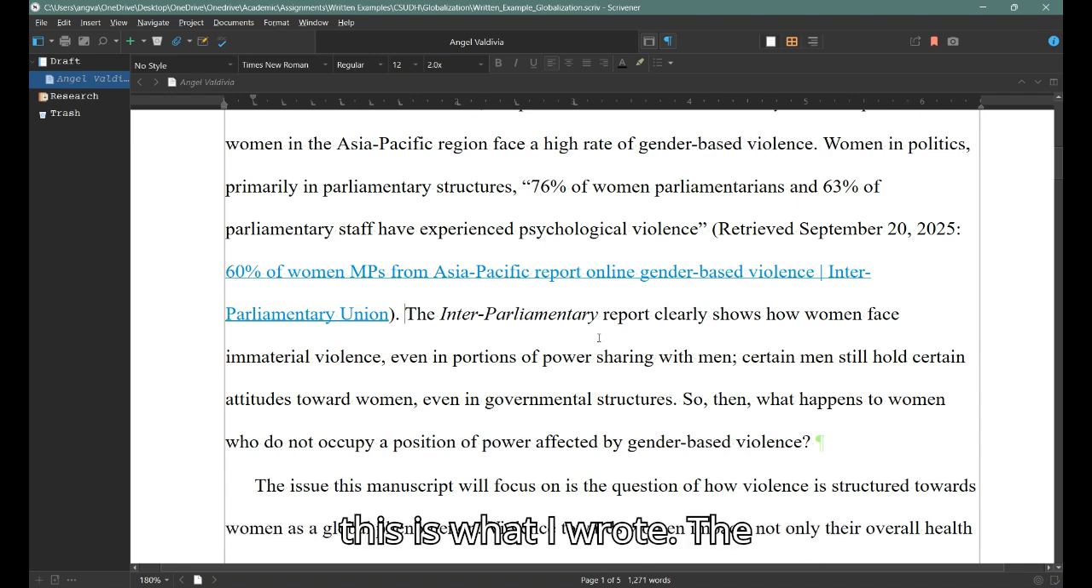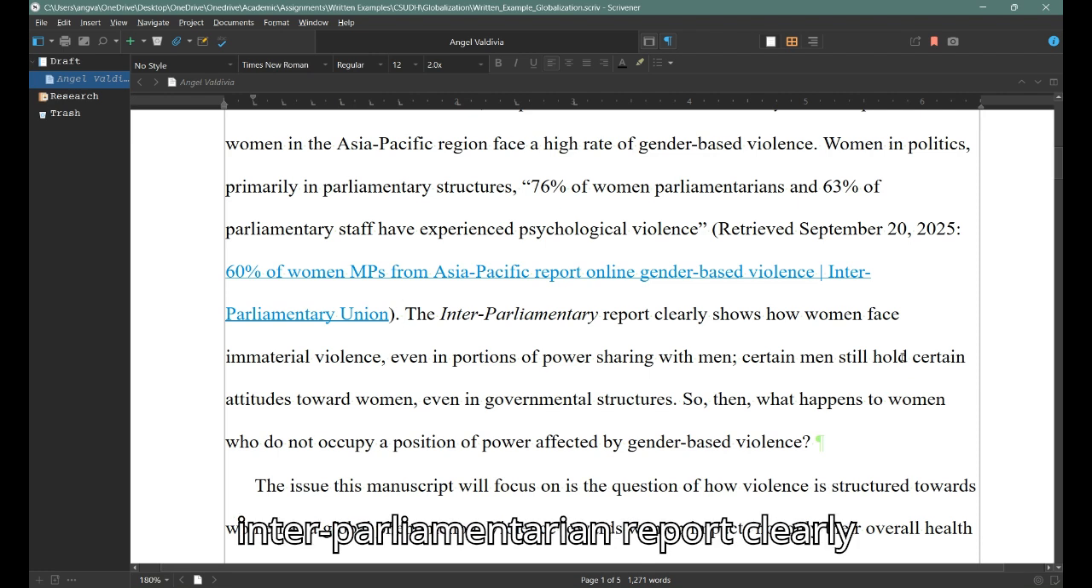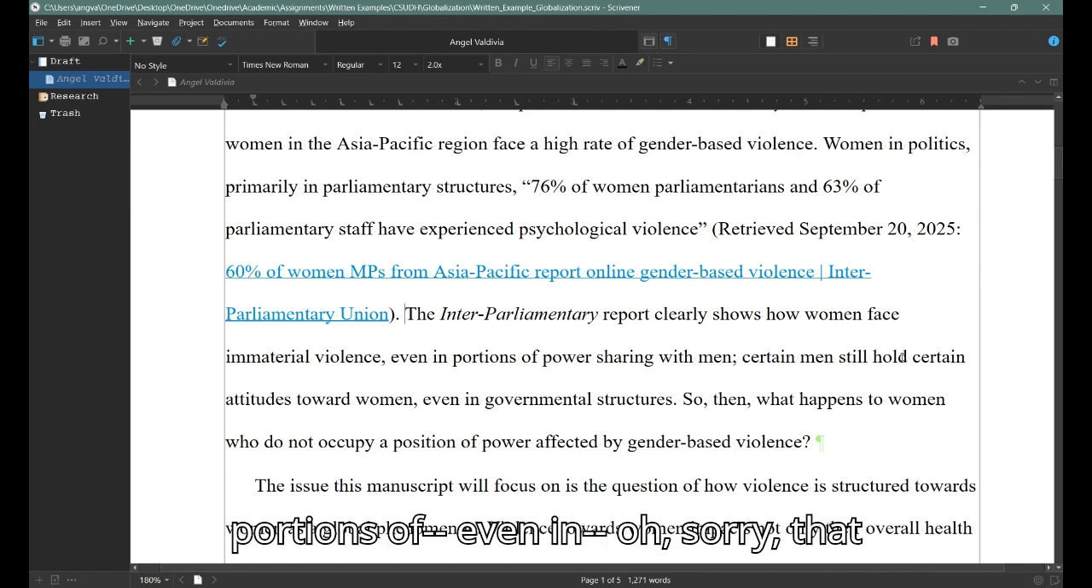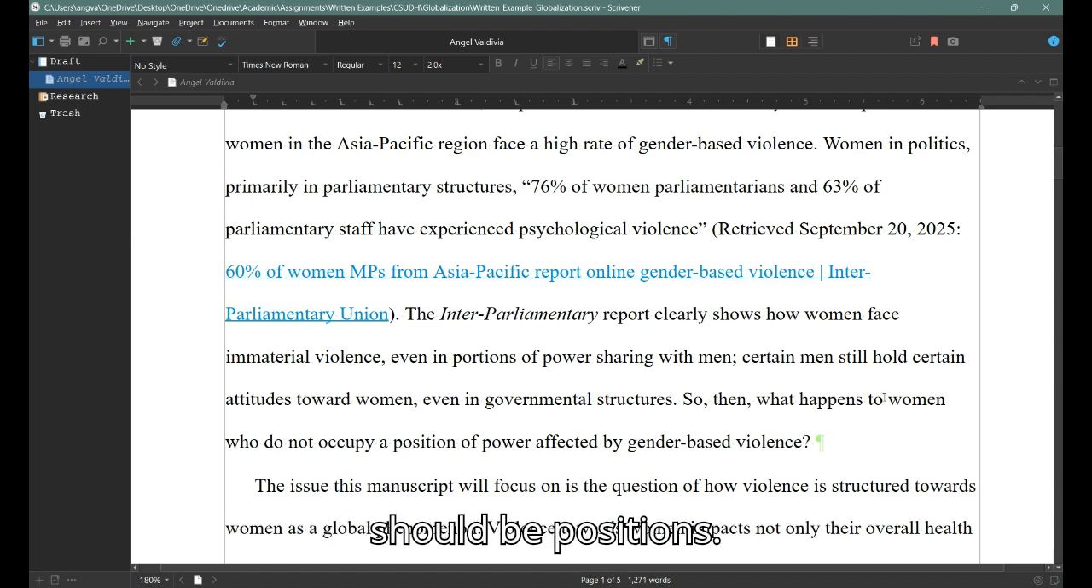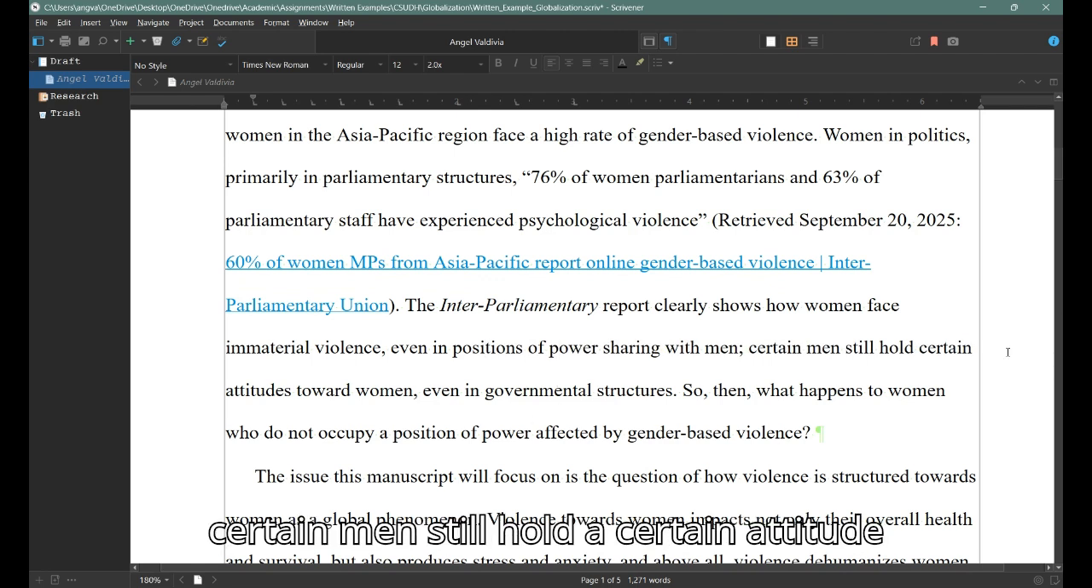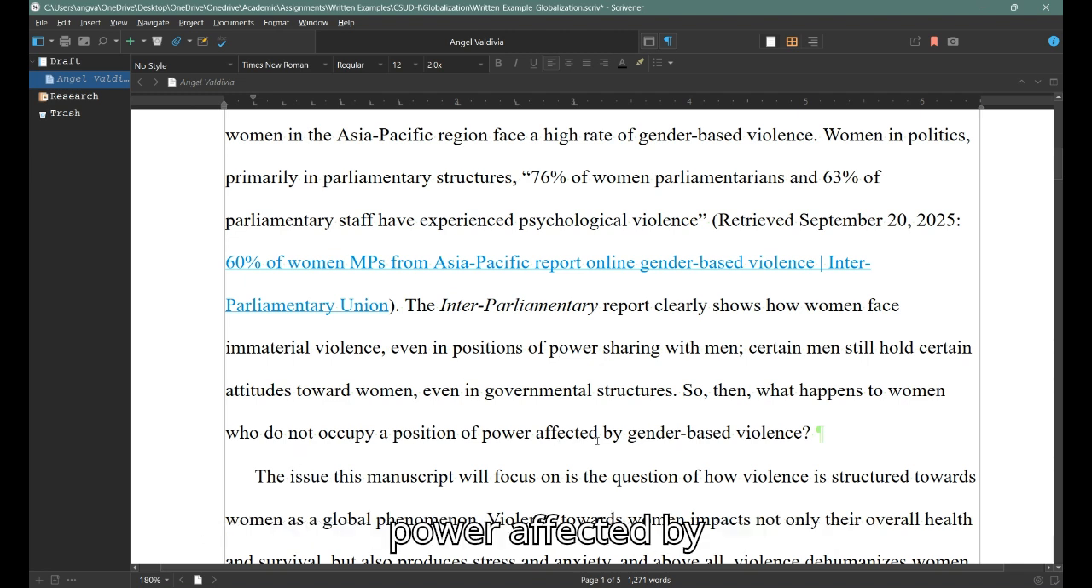All right. So this is what I wrote. The Interparliamentary Report clearly shows how women face immaterial violence, even in positions of power sharing with men. Certain men still hold certain attitudes towards women, even in governmental structures. So then, what happens to women who do not occupy positions of power affected by gender-based violence?